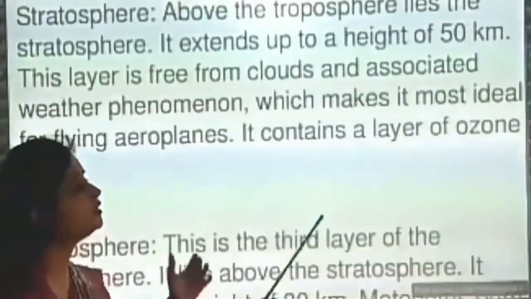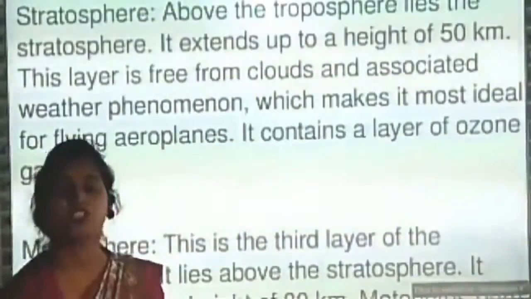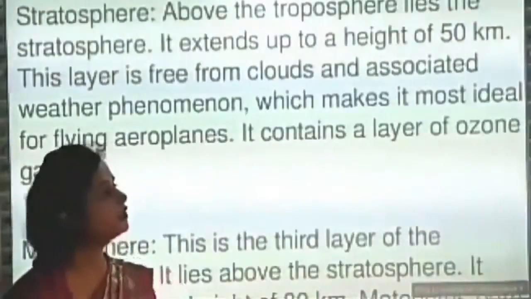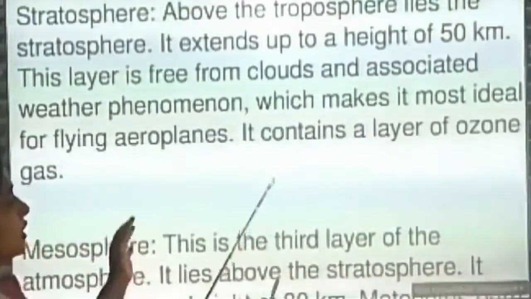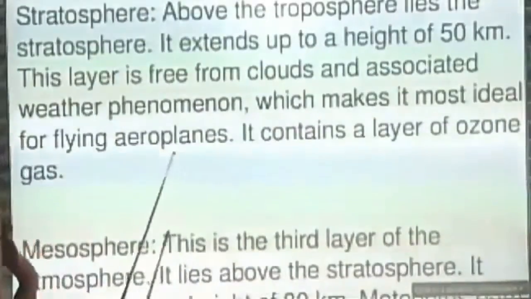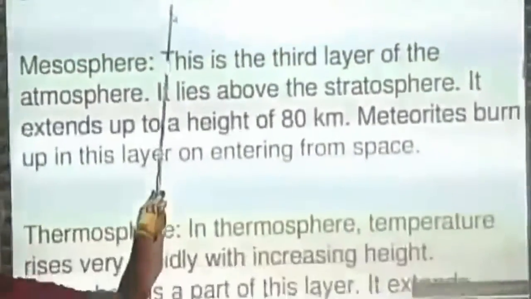If the ozone layer was not there, we would get direct sunlight, and what happens? Burns, skin cancer, so many problems happen if the ozone layer gas is not there. So it is very beneficial for human beings and all the living beings on the Earth. So this is the second layer of the atmosphere.